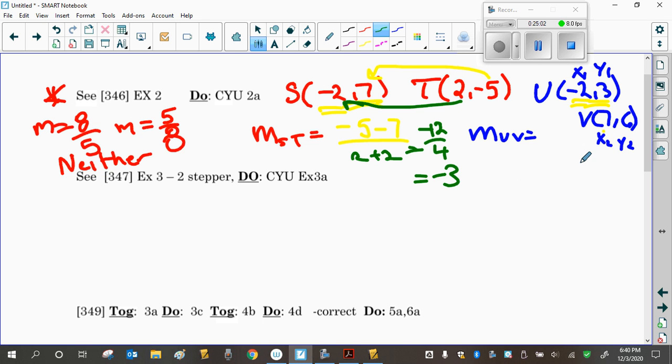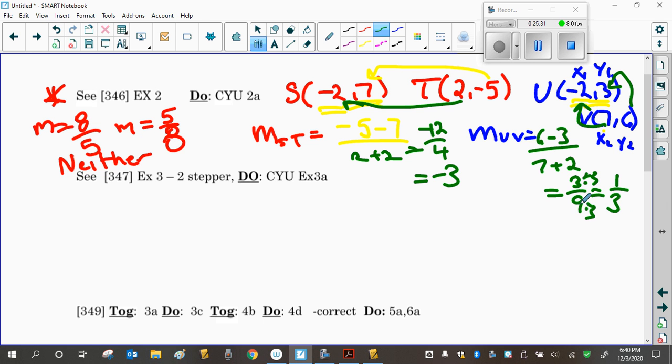And now we got the slope of UV. So 6 subtract 3 over 7 plus 2. That equals 3/9. Don't leave it like that. You have to reduce it to 1/3. So divide the numerator and denominator by 3.